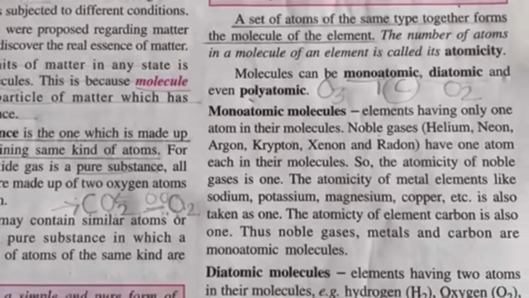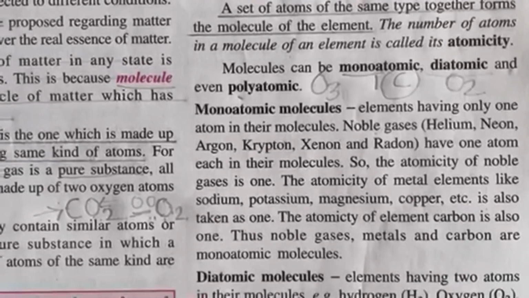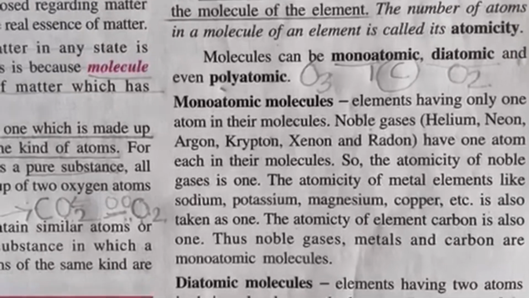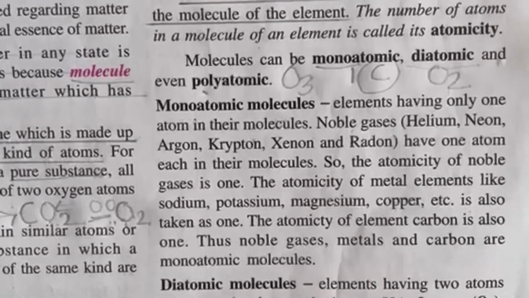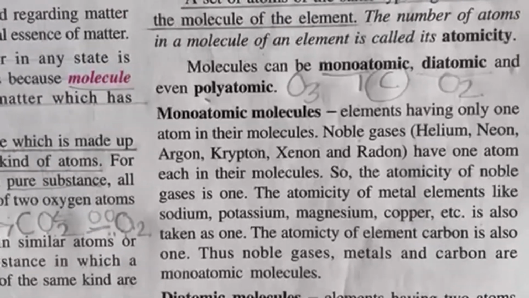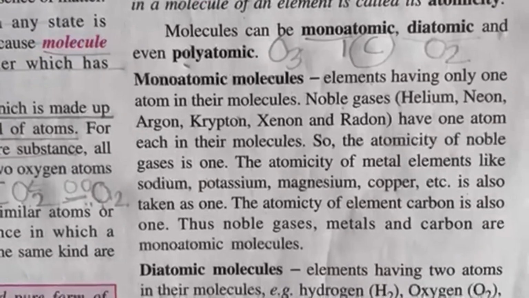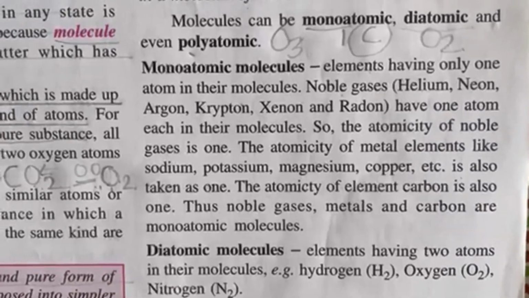Okay, so the atomicity of metals like sodium, potassium, magnesium, copper is also taken as 1 because they are made up of only one atom. One molecule of metals is made up of only one atom, that is, they can exist independently. The atomicity of the element carbon is also 1. So noble gases, metals and carbon are monoatomic molecules.